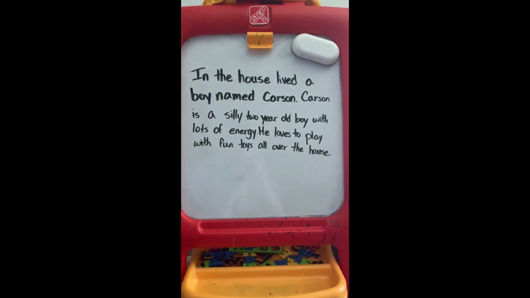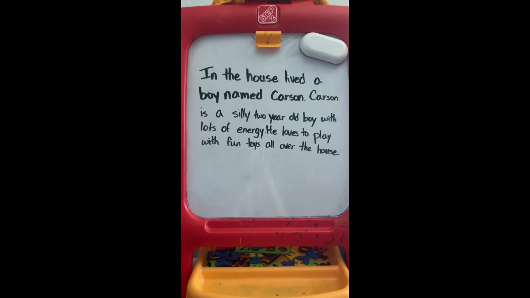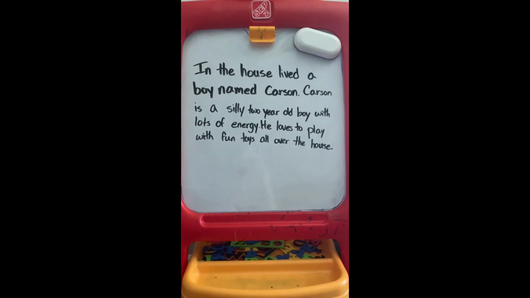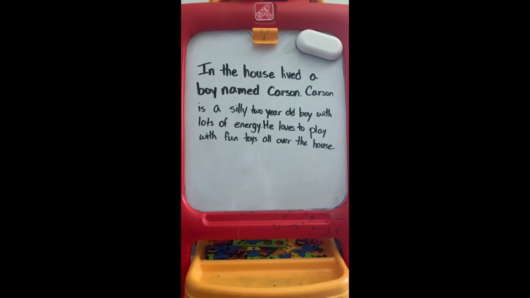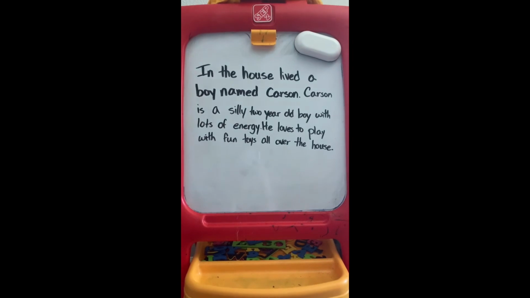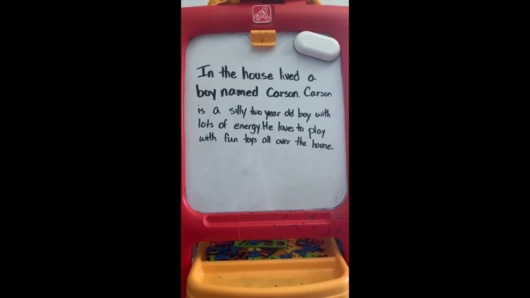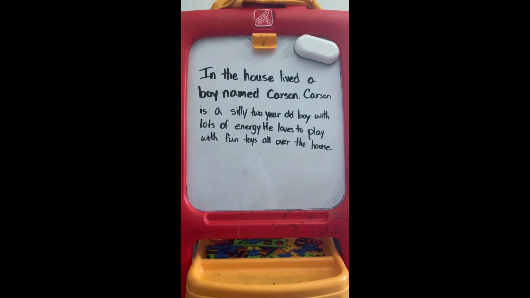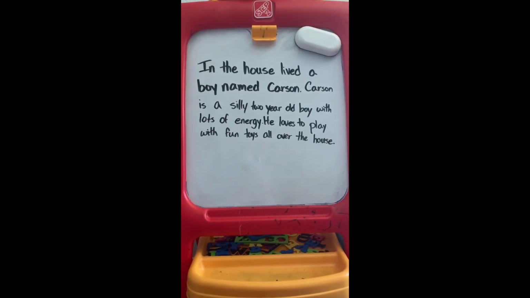Here I've taken what I used for my character page and put it into sentences. Again, I'm just using my details that I already wrote and turning them into sentences. This time, this is what I wrote. In the house lived a boy named Carson. Carson is a silly 2-year-old boy with lots of energy. He loves to play with fun toys all over the house. These are just my details that I wrote on my plan, now put into sentences.